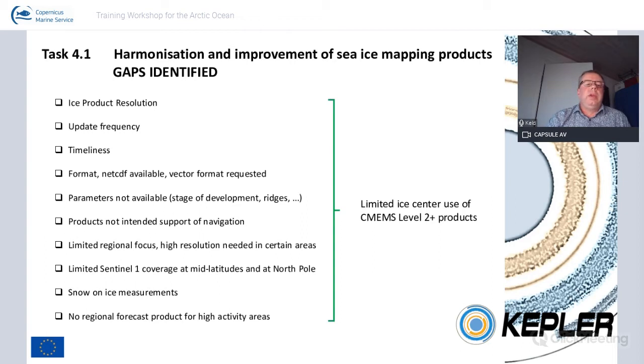We need higher resolutions in certain areas, and there is limited coverage at mid-latitude, from latitude 50 to 55 up to 70, where we don't have daily coverage of the Sentinel-1 constellation. And at the North Pole, the Sentinel-1 constellation covers the Arctic Ocean south of 87 degrees north, so the satellite constellation does not cover the North Pole. So there is limited use of the current CMEMS sea ice portfolio in the ice services. What is driving that?